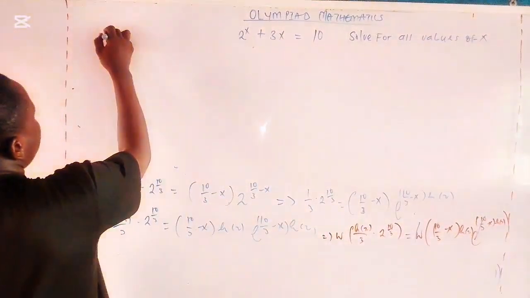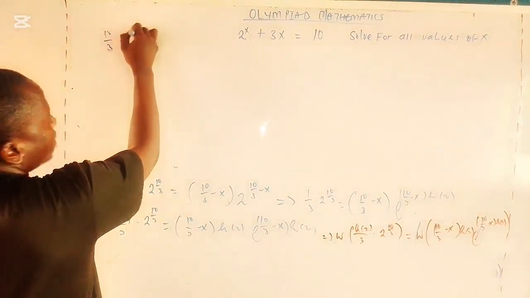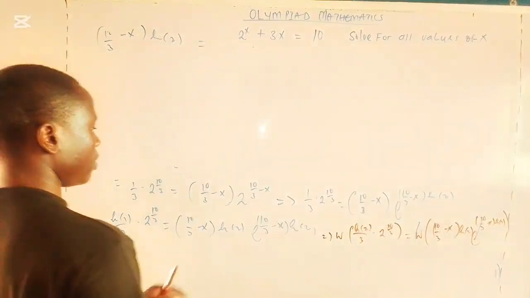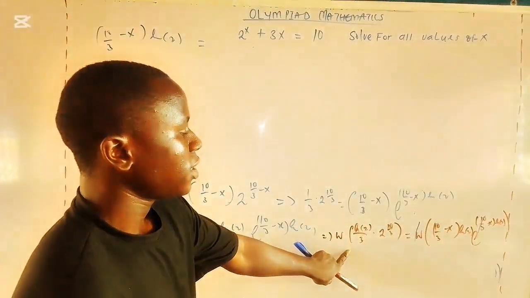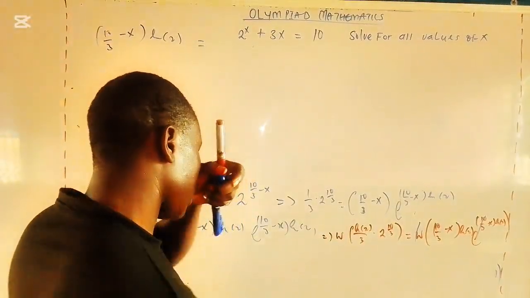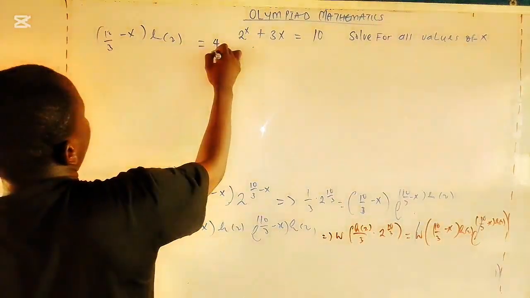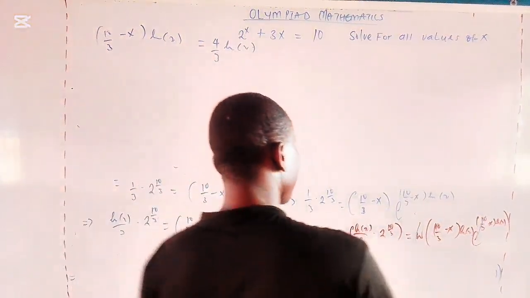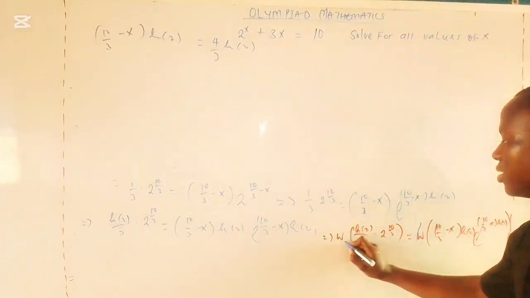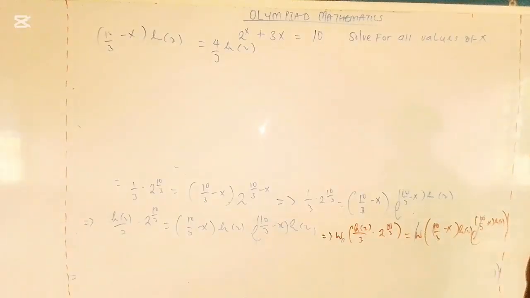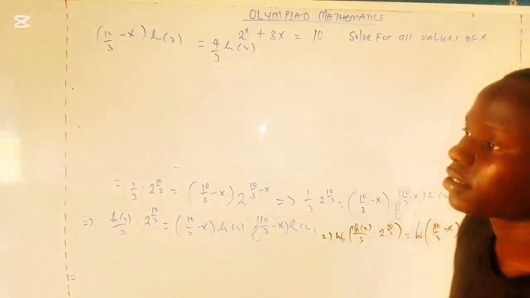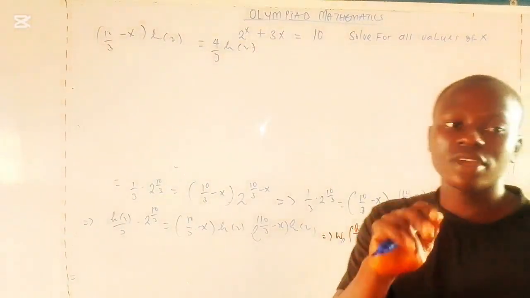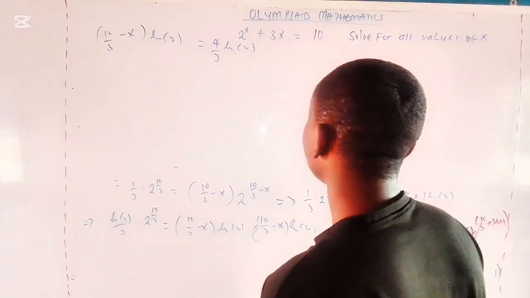So what you have now is 10 over 3 minus x, then multiplied by natural log of 2, is equal to the Lambert W function of this. So what did we get the other time? I think we got 4 over 3 multiplied by natural log of 2. Are we together? But in some cases, we have two major branches. We have the principal branch and we have the branch cut. Are we together? We have two major branches, the principal branch and the branch cut.